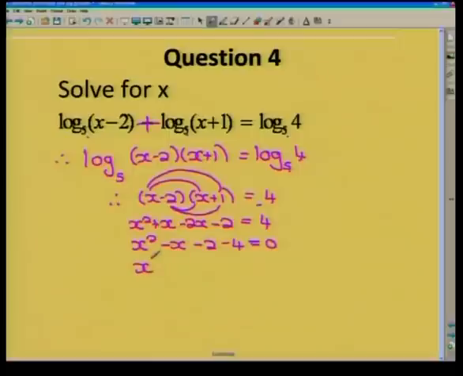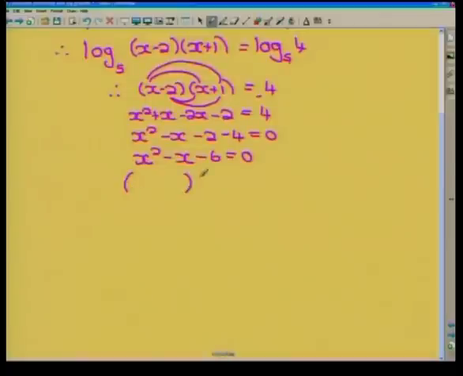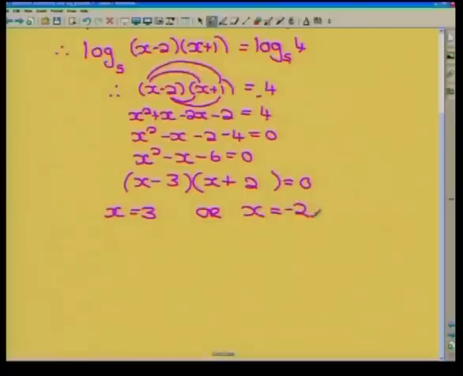And so I'm going to end up with x squared minus x minus 6 equals 0. Now, of course, this is a good old trinomial, and we can factorize it: x and x, 3 and 2, (x minus 3)(x plus 2) equals 0. That means that x is equal to 3 or x is equal to minus 2. Now I know you're thinking to yourself, hang on a moment, is it possible to have two solutions here? Well, yes, there is, but we still have to do one more thing.